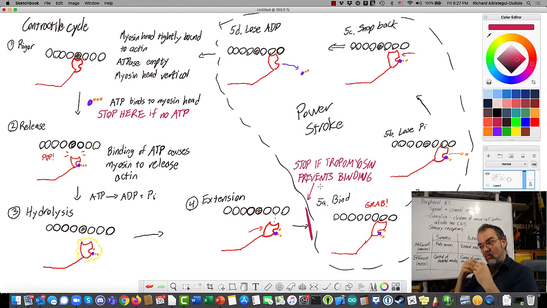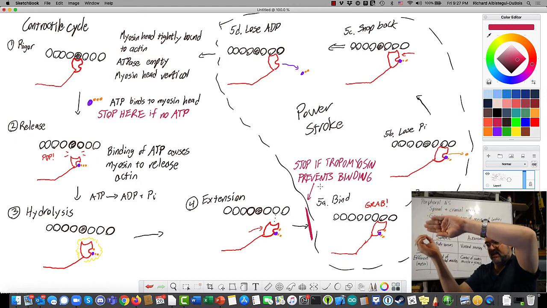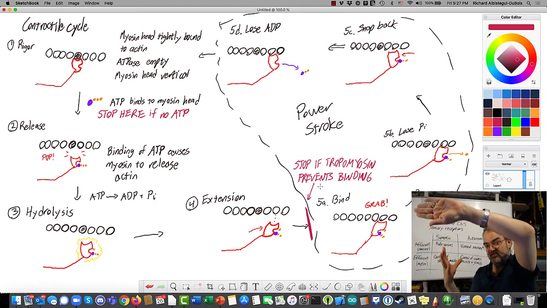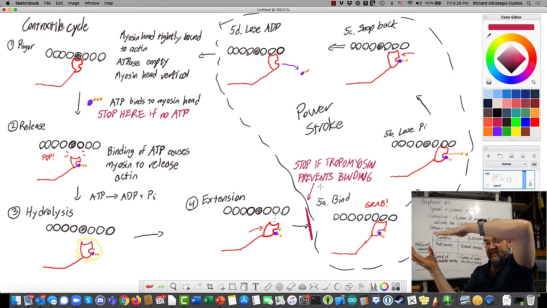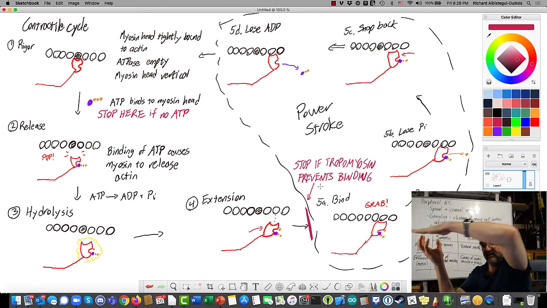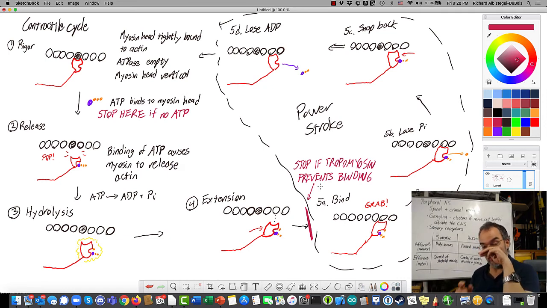So this is going on, but at some point the calcium comes off the tropomyosin, and then sometime after we release, the tropomyosin goes whoop, and then we do hydrolyze, stretch out, and we're stuck again. And since we can't bind, that thin filament is free to slide back where it was, and the muscle relaxes.